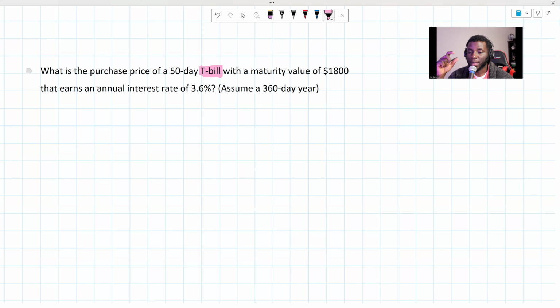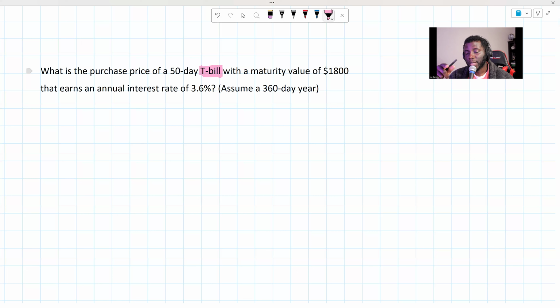And a T bill is a short term bond because it usually matures within a year. Most of the maturation periods, or at least those you would find on the government website, are 4 weeks, 8 weeks, 14, 17, 26, and 52 weeks.